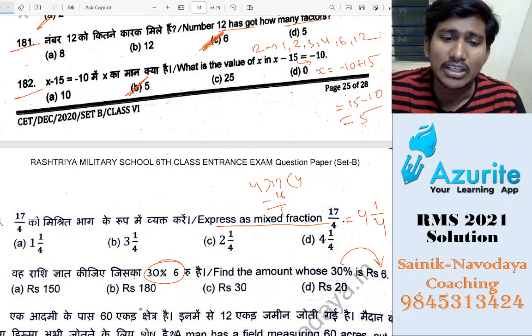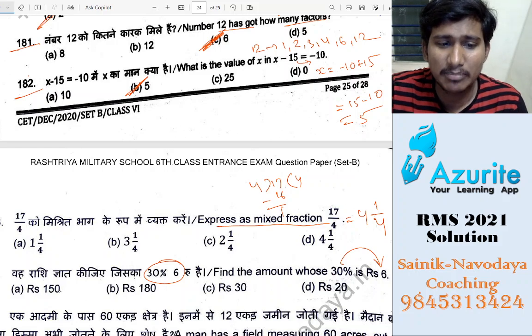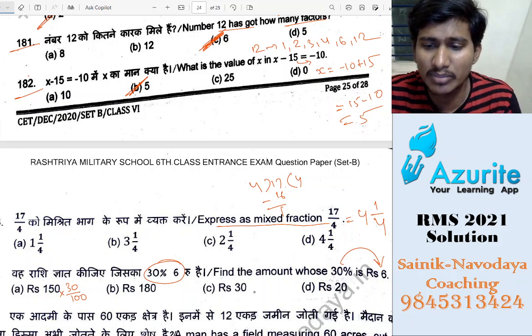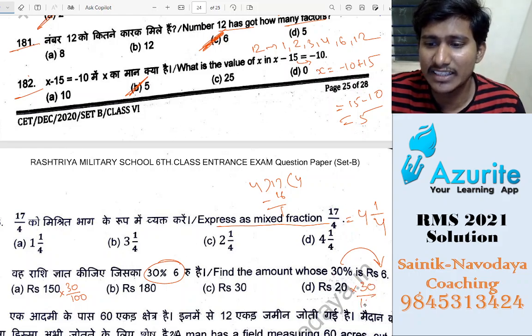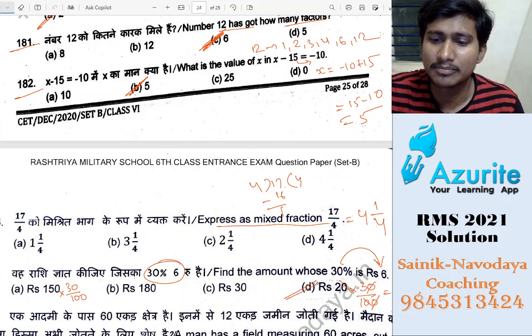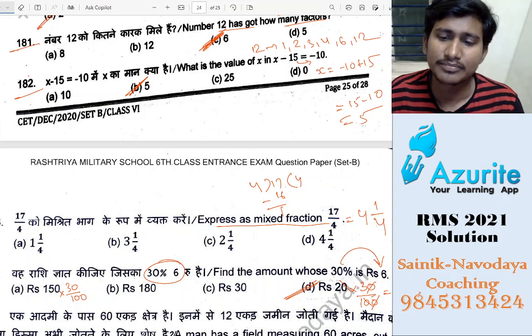If you do 30% means 30 by 100. Whose it will be? That will be nearly around 20 rupees. 30 by 100 is there, so 10 10 cancel here, and from here 10, from 1 here 0. 2 3s are how much? 6 rupees. So the answer is option D. Okay?